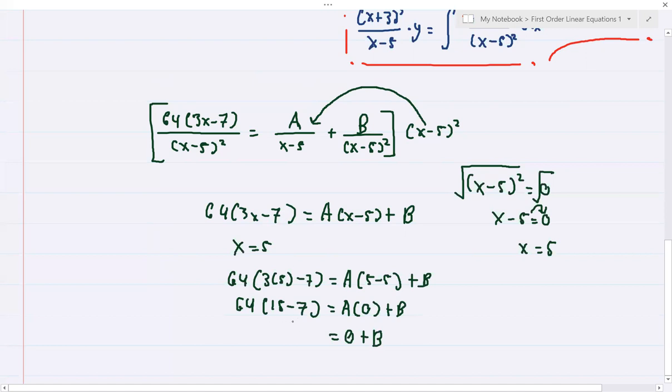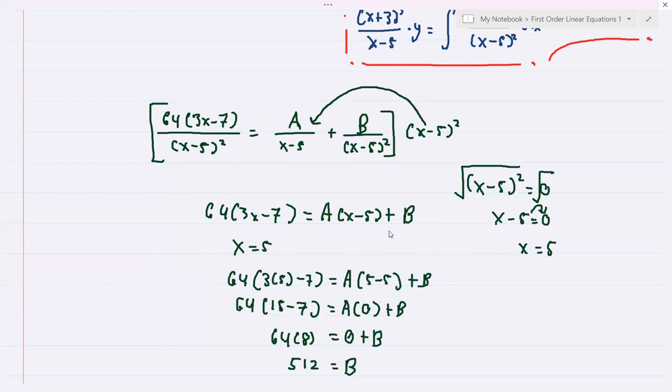And this one, 15 minus 7, I think that's 6. Sorry, it's 8. So 15 minus 7 is 8. So 8 times 64, we will have 512. Am I right? 64 times 8. I am correct. Then 0 plus B is B. So your B is equal to 512.